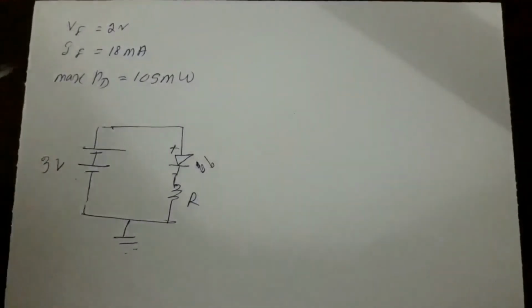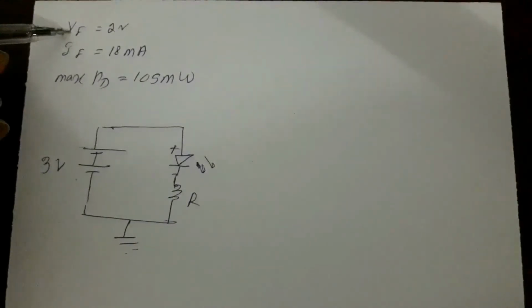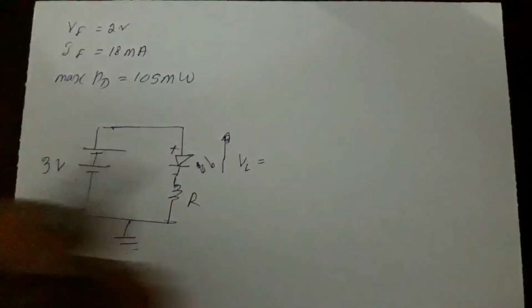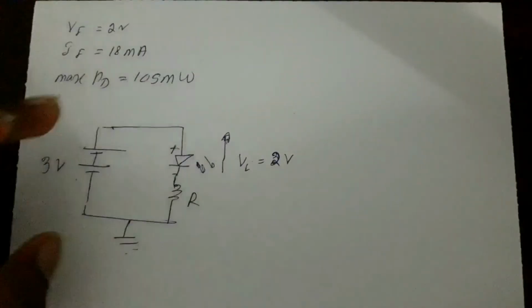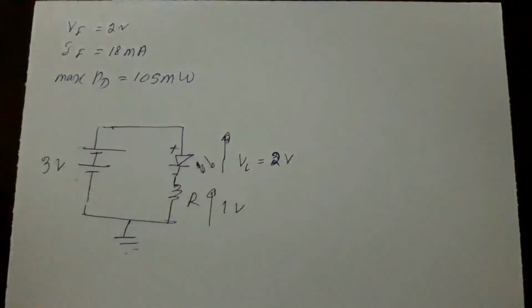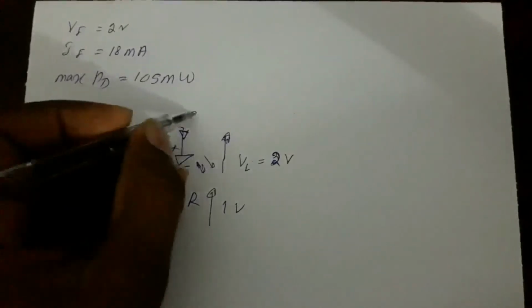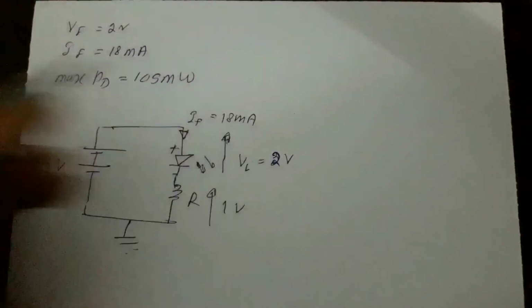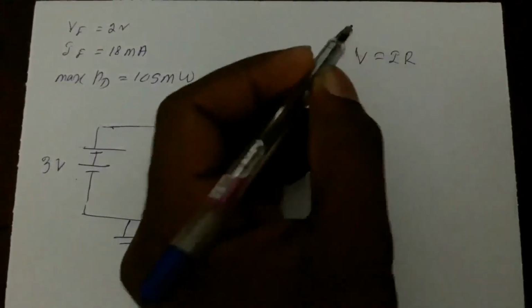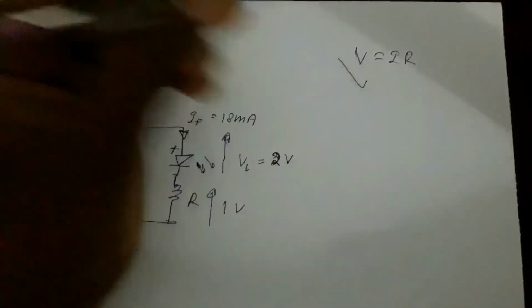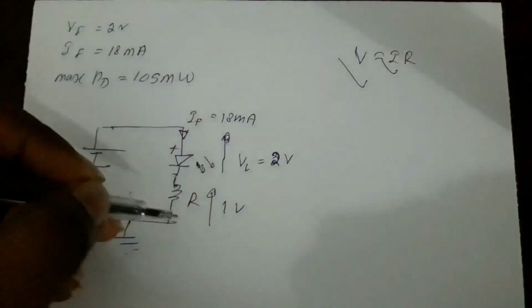Now our forward voltage drop is 2 volts. So we need to make sure that the voltage across the LED is 2 volts out of the 3 volts, and in order to make up the entire amount, the resistor should take 1 volt. We also know that the forward current, IF, is 18 milliamps. So what we need here is Ohm's law, V equals IR. Now we know V and we also know I, and this is for the resistor. So what we need to determine is R.